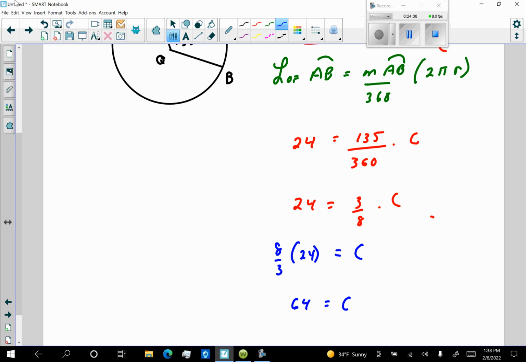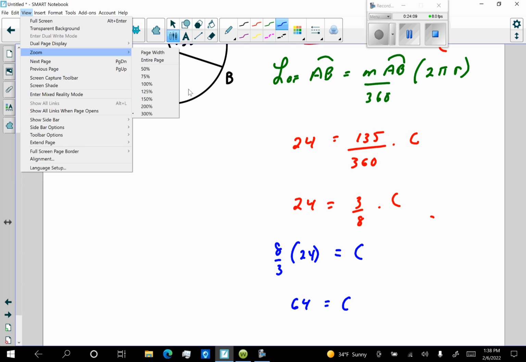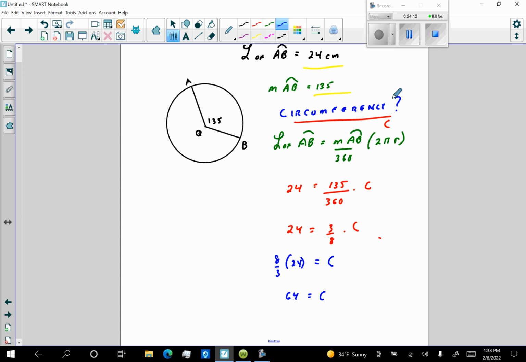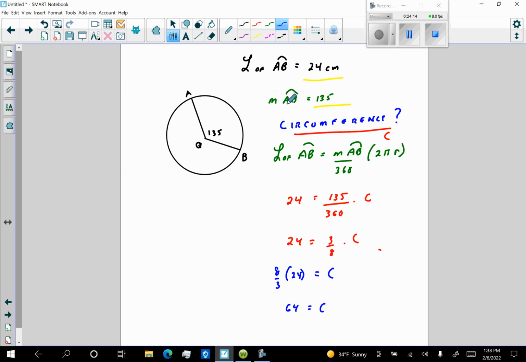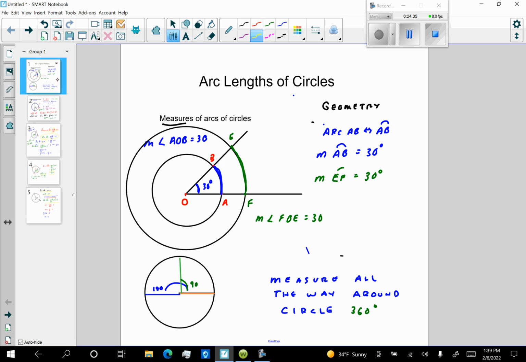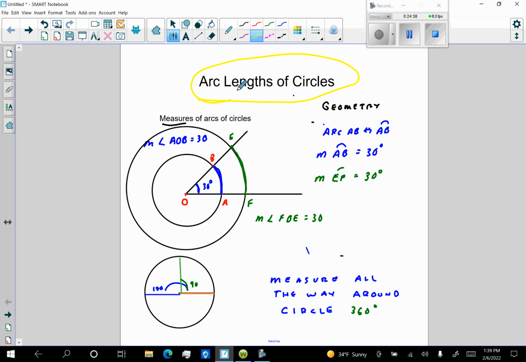So let's zoom out and look at that problem. There's the complete problem. This time I was given an arc length. I had to set up the formula. I was given the arc length, I was given the measure of the angle, and I was asked for the unknown of the circumference. So that should help us review how to find arc lengths of circles, which will be very important for the definition of a radian. Thank you very much.